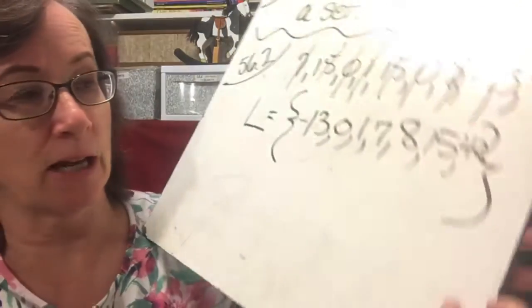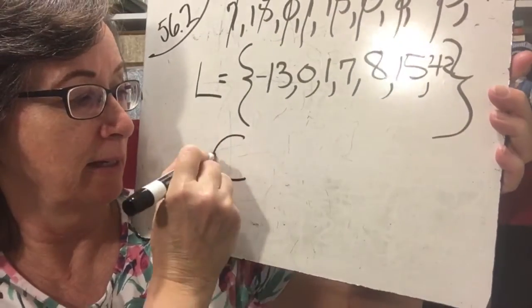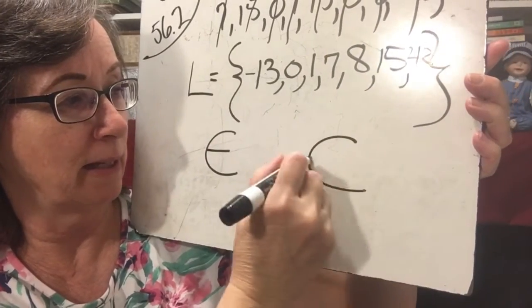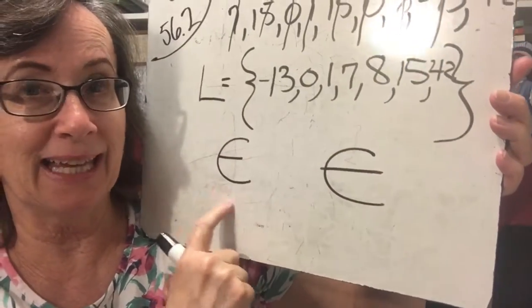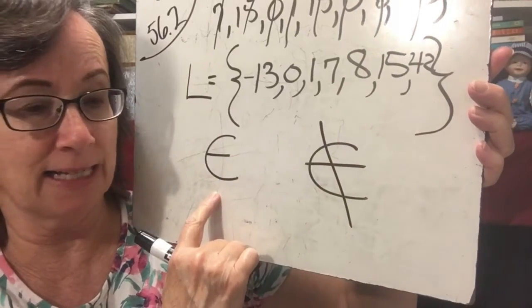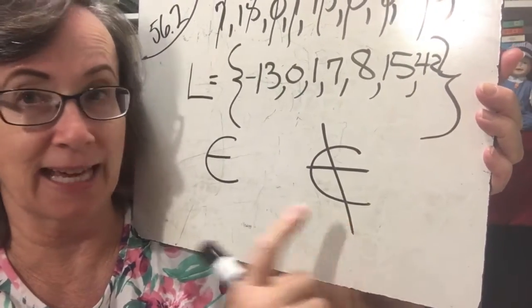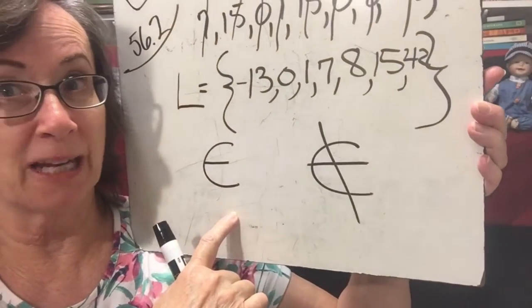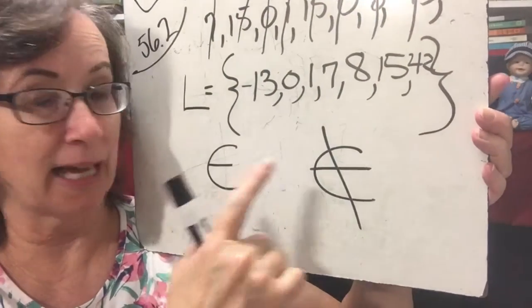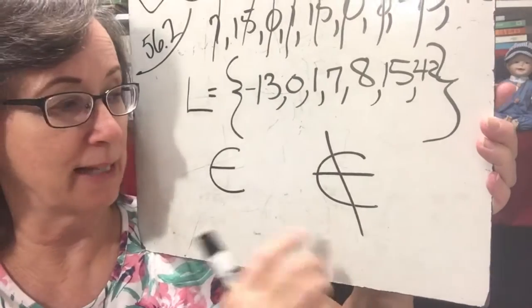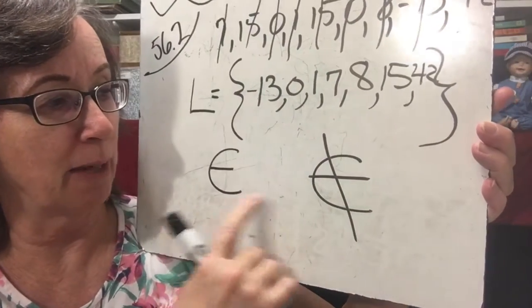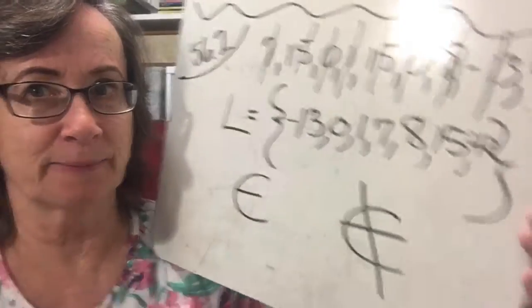Now, we have two very special symbols that we have to talk about. This one and this one. This means that something is an element of the set. This means that something is not an element of the set. Another word for element of the set is member of the set. Not a member of the set. So they both can be used. Element, member of the set.